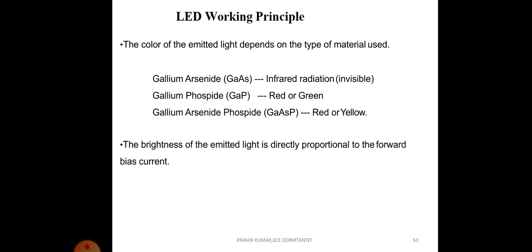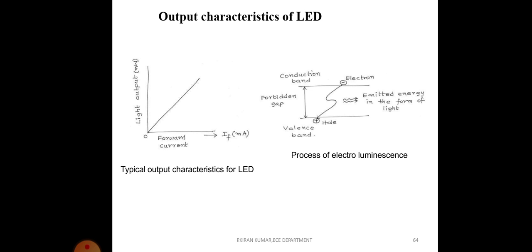The brightness of the emitted light is directly proportional to the forward bias current. So brightness depends on the applied bias voltage, and based on that bias voltage, your light will glow. Now let's see the output characteristics of the LED.